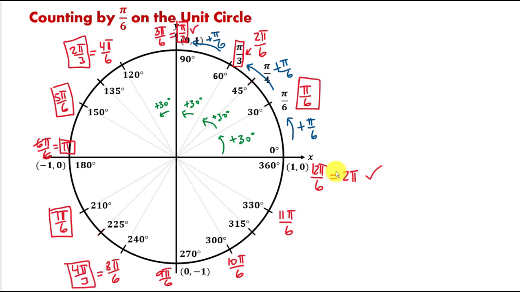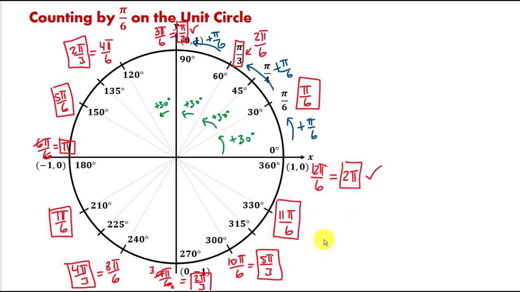9 pi over 6. Here I can divide out 3. So it's 3 in the numerator, 2 in the denominator. 2 pi over 3. 10 pi over 6. If I divide out 2, I'm going to get 5 pi over 3. And 11 pi over 6.